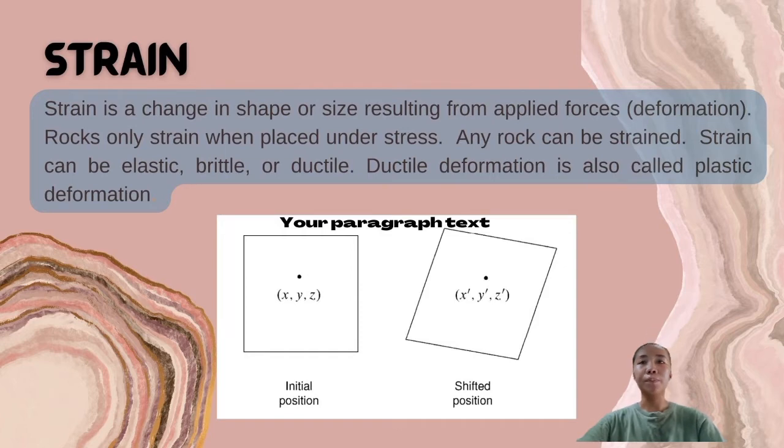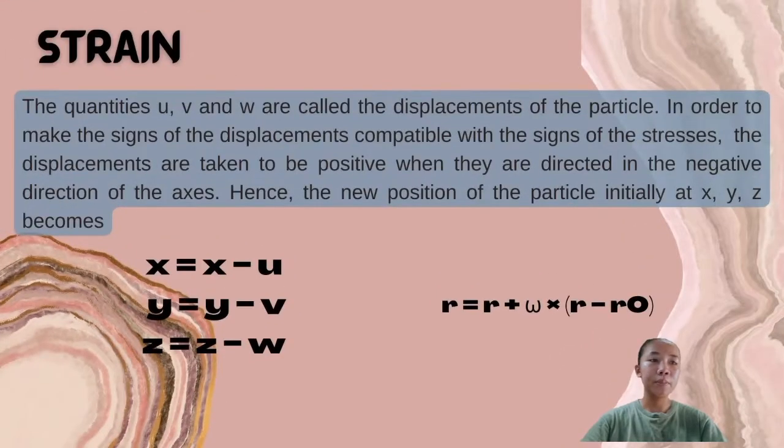So, think about this example. The initial locations of a particular particle within the sample is x, y, and z. So, the positions of this particle shift as a result of an external force. So, we will use the letters u, v, and w to represent the shift in the x, y, and z direction respectively. So, the quantities u, v, and w are called the displacements of the particle. So, in order to make the signs of the displacement compatible with the signs of the stresses, the displacements are taken to be positive when they are directed in the negative directions of the axis. Hence, the new positions of the particle initially at x, y, and z become x' equals x minus u, y' equals y minus v, z' equals z minus w.